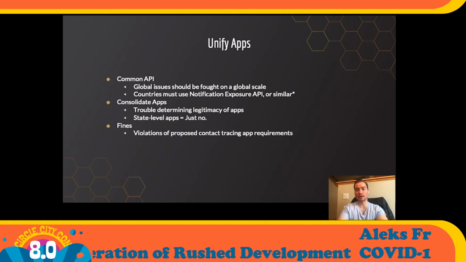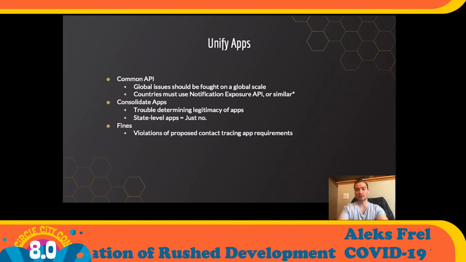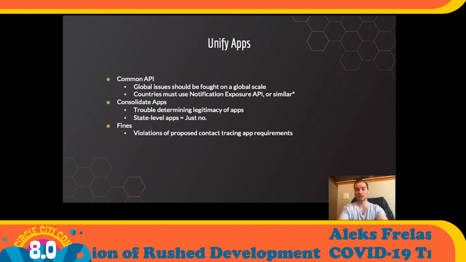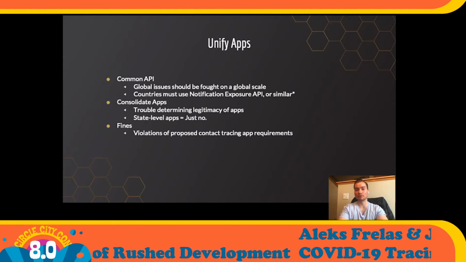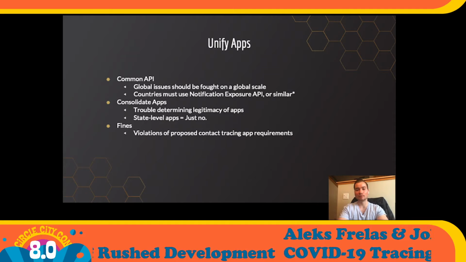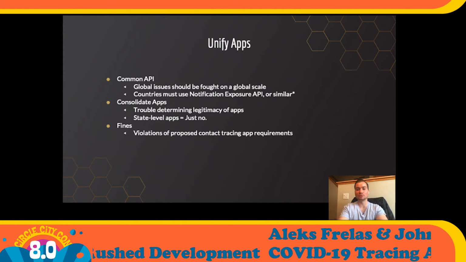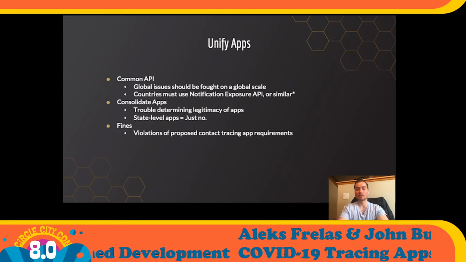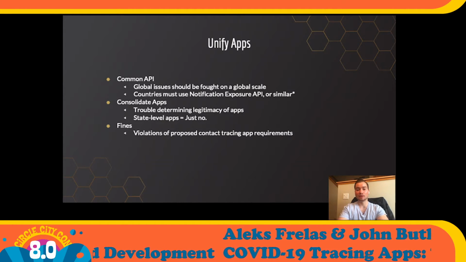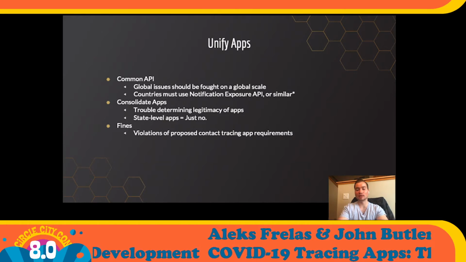Now I put an asterisk there because I believe that it doesn't necessarily have to be a private company's solution. It could be a public government created solution. But either way, global issues should be fought on a global scale. There should be that common API that should be utilized when it's there. The second, as I'd mentioned, is consolidating apps.